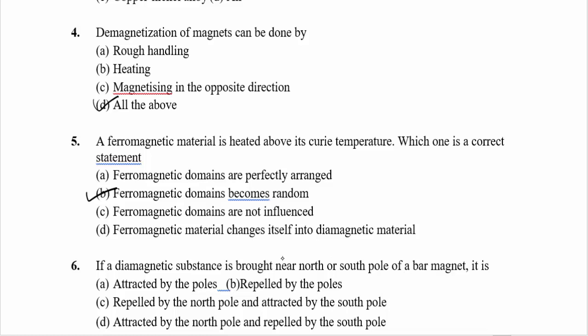Next, sixth one. If a diamagnetic substance is brought near the north or south pole of a bar magnet, it is attracted by the poles, repelled by the poles, repelled by north and attracted by south, or attracted by north and repelled by south. So the answer is diamagnetic substances are always repelled by the poles. Option is B. Sixth one is B.